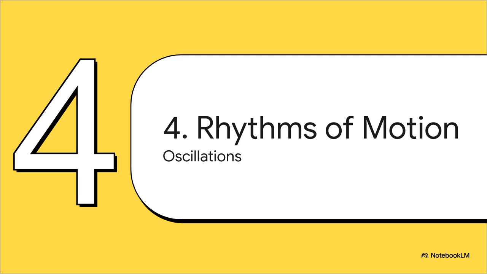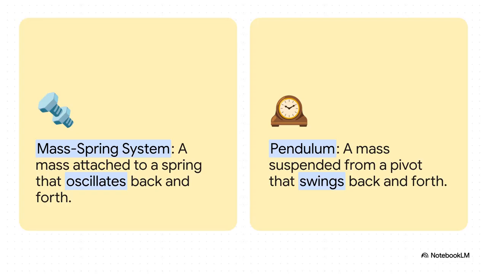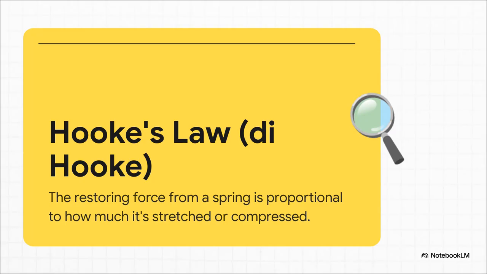Let's shift gears one last time and look at a completely different kind of movement, the repetitive back-and-forth rhythm of oscillations. The two classic examples you always hear about are a mass on a spring, just bouncing up and down, and a pendulum swinging from side to side. Now, they look totally different, but as we're about to see, they are deeply, deeply connected. For the spring, the whole thing is driven by a simple rule called Hooke's law.